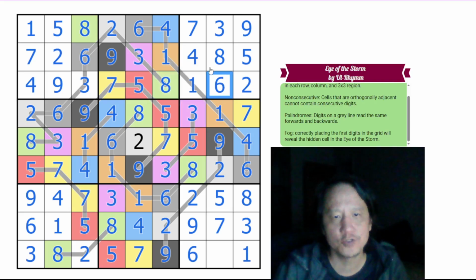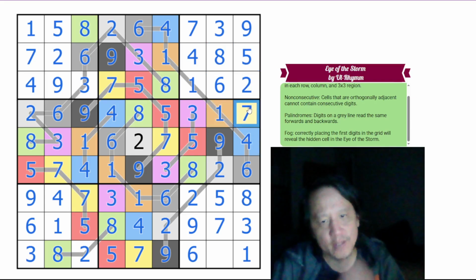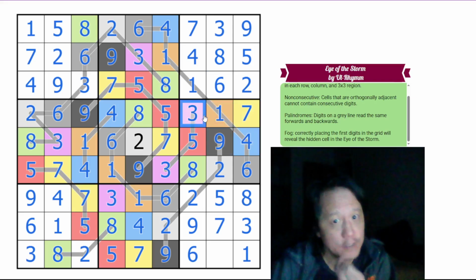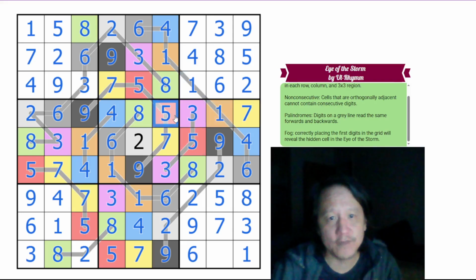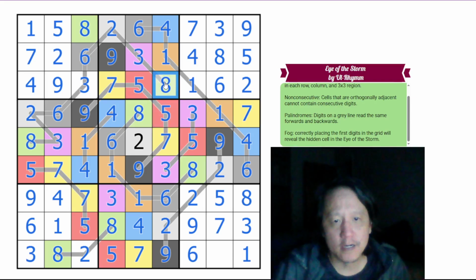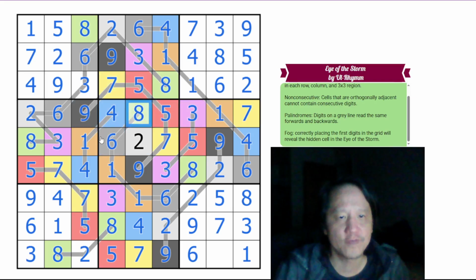1 doesn't have 2. 6 does not have 5 or 7. 2 doesn't have 1 or 3. 7 doesn't have 6 or 8. 1 doesn't have 2. 3 doesn't have 2 or 4. 5 does not have 6 or 4. 8 doesn't have 7 or 9. 4 does not have 3 or 5. 9 doesn't have 8.